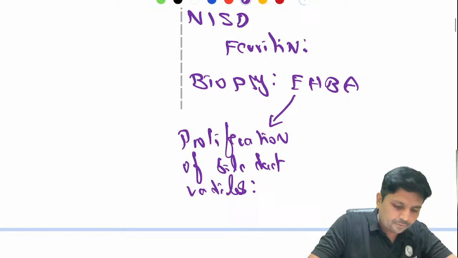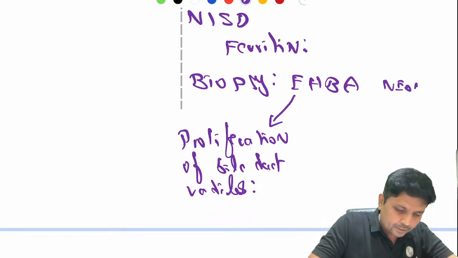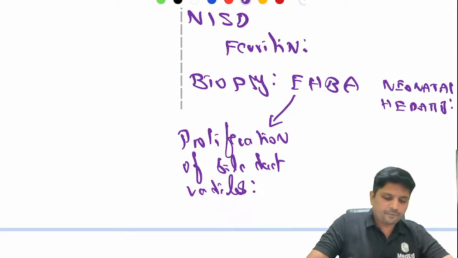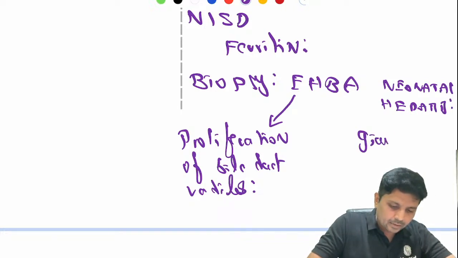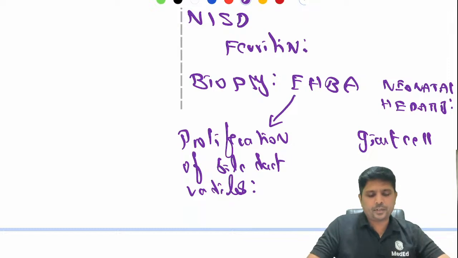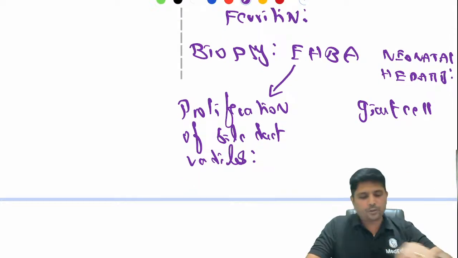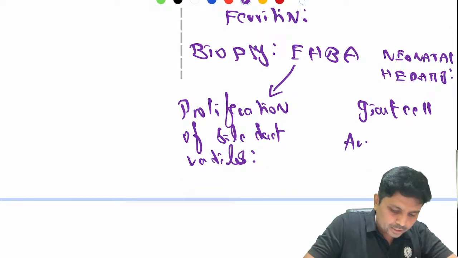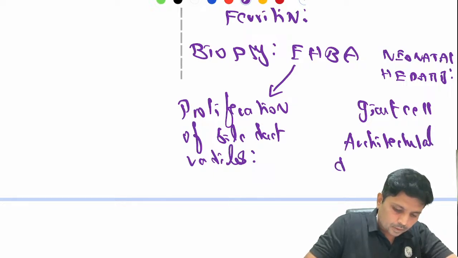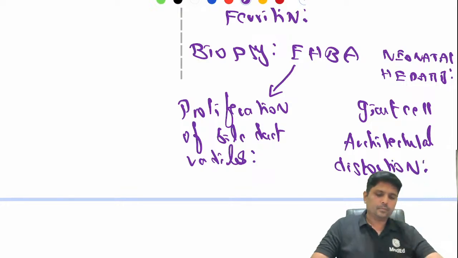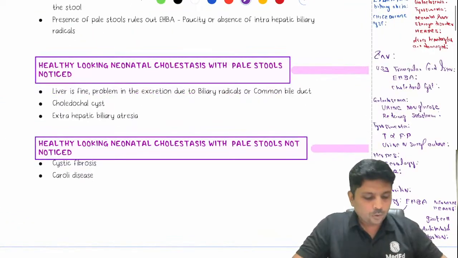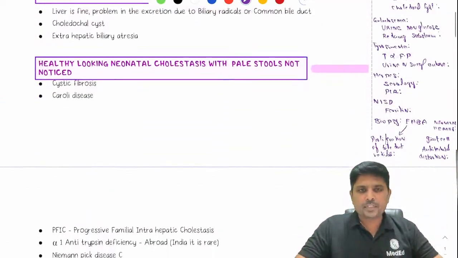Whereas in case of neonatal hepatitis, the finding is giant cell formation, and because of the destruction of hepatocytes, you have architectural distortion.